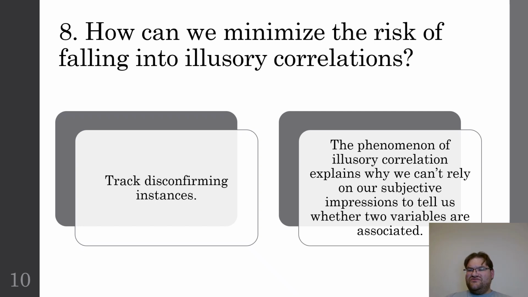The phenomenon of illusory correlation explains why we can't rely on our subjective impressions to tell us whether two variables are associated. Sometimes when we perceive the association of variables, it's just an illusion. But using correlational research designs can help us determine if a relationship exists. What we have consistently found is that there is no relationship between the full moon and various phenomena like psychiatric hospital admittance, suicide, weather phenomena, those kinds of things.